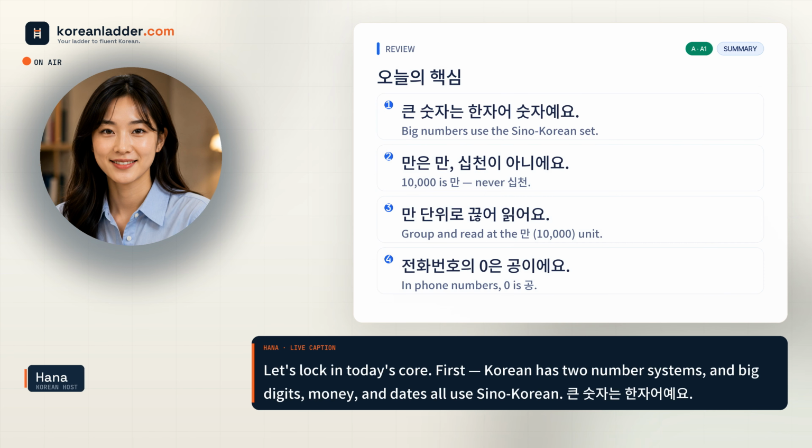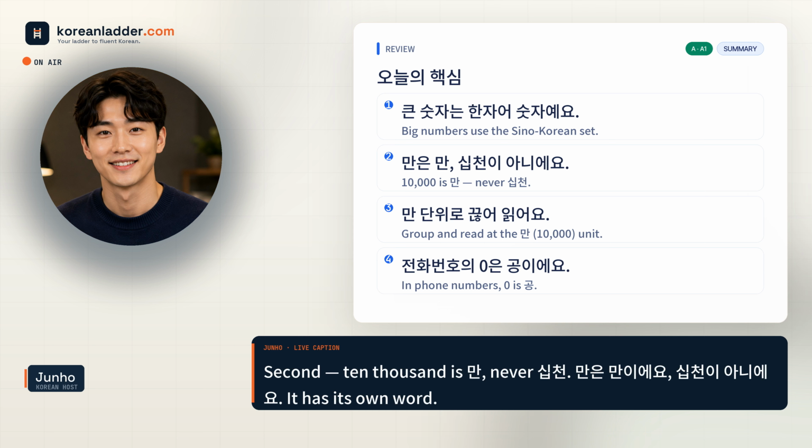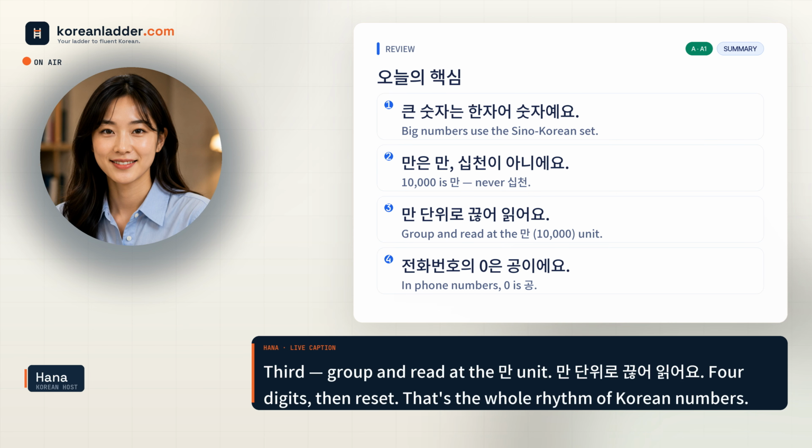Let's log in today's core. First, Korean has 2 number systems and big digits, money, and dates all use Sino-Korean. 큰 숫자는 한자어예요. Second, 10,000 is 만, never ten-thousand in pieces. 만은 만이에요. It has its own word. Third, group and read at the 만 unit. 만 단위로 끊어 읽어요. 4 digits, then reset.